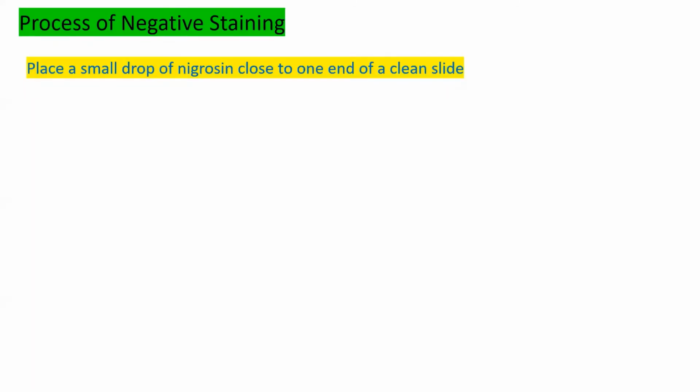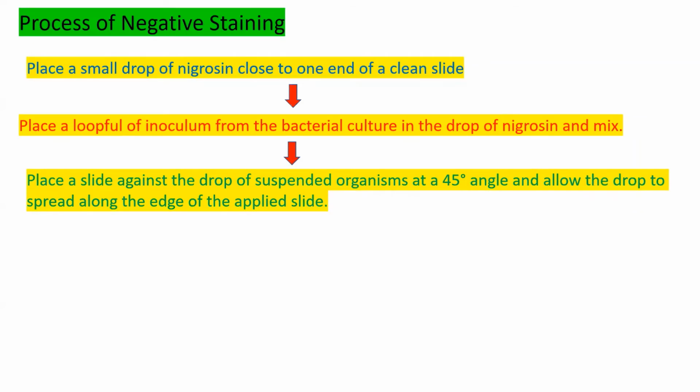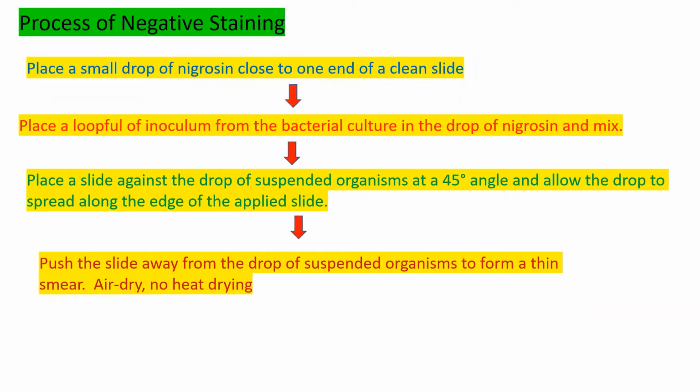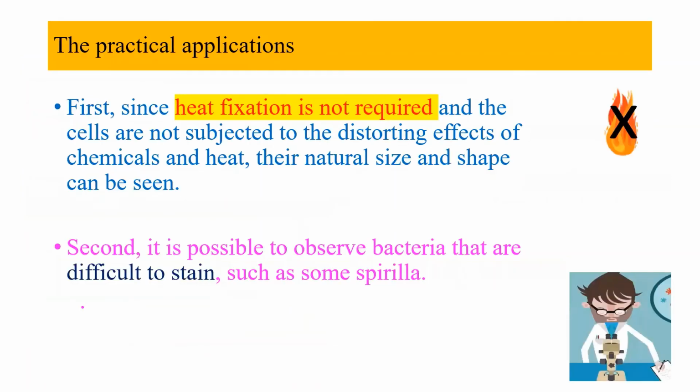The process of negative staining is like this. Place a small drop of nigrosin close to one end of a clean slide. Then place a loopful of inoculum from the bacterial culture in the drop of nigrosin and mix well. Place a slide against the drop of suspended organism at a 45-degree angle and allow the drop to spread along the edge of the applied slide. Now push the slide away from the drop of suspended organism to form a thin smear. Air dry it, but never heat dry. Examine the slides under an oil immersion microscope.